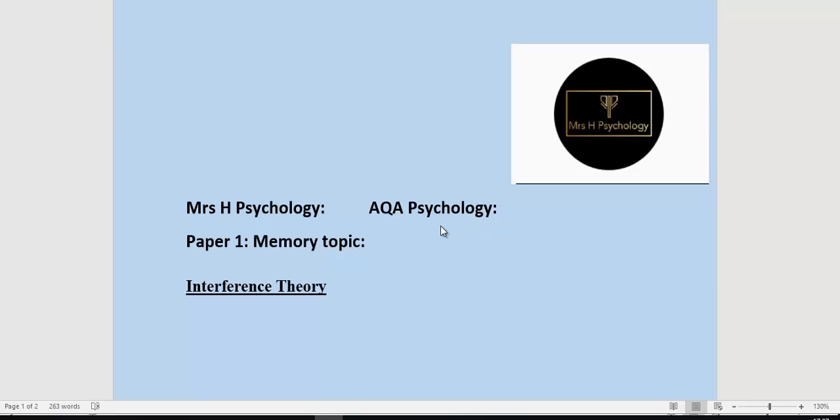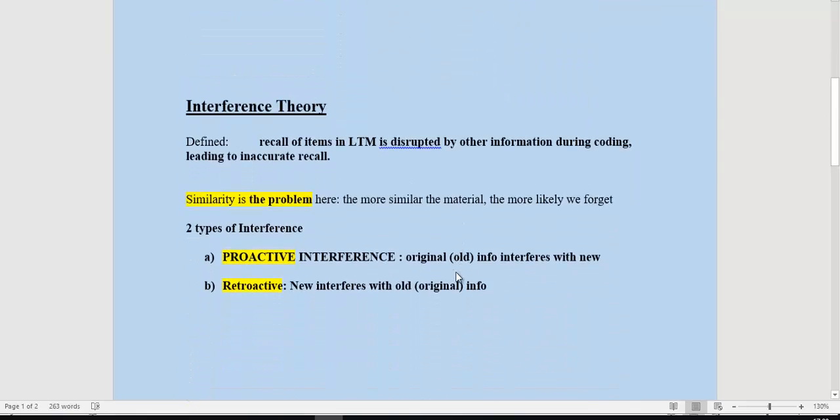Hi, Mrs. H Psychology, AQA Psychology for Paper 1 Memory Topic, and this is on interference theory. I've got a separate video with lots of research on interference and evaluation. This is just to run through the first part, what you would say.